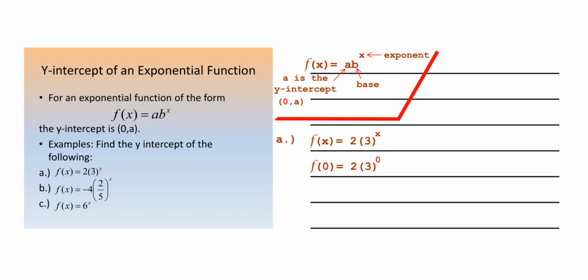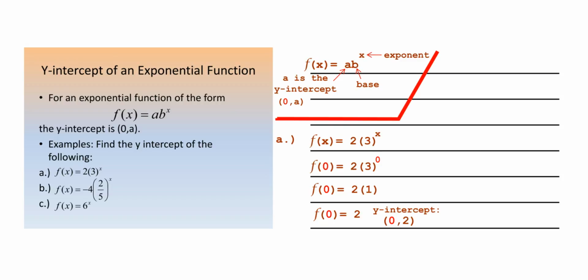Definition of a 0 exponent means whenever you have a base to the power of 0 is 1, right? So 3 to the 0 is 1. So in other words, we have just 2 times 1. 2 times 1 gives us 2, so f at 0 equals 2. So that means that the y-intercept is 0, comma 2.